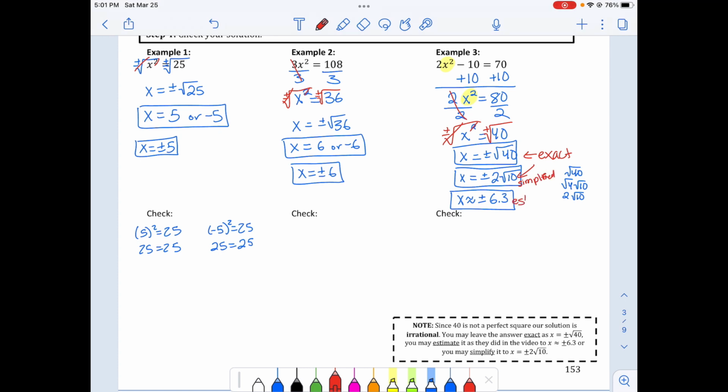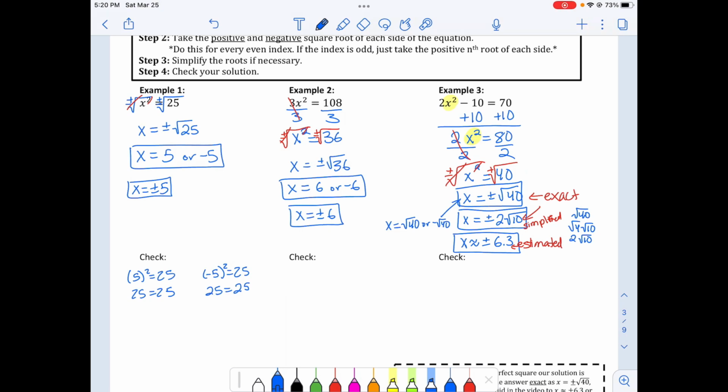And the second one here, or the third one here, sorry, is estimated. So we would always look to see what the instructions say if we get an irrational radical for our solution. Although I wrote these with the plus minus, I just want to point out, let's say we were taking this first one here, I could have also written this as x equals square root of 40 or negative square root of 40 to remind myself that there are two solutions there.